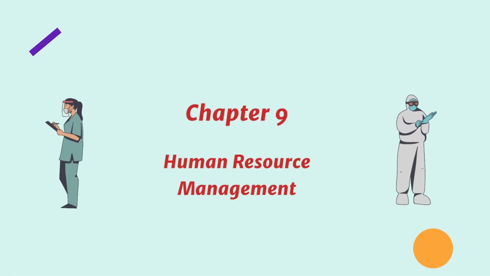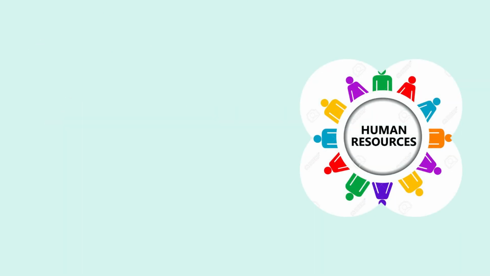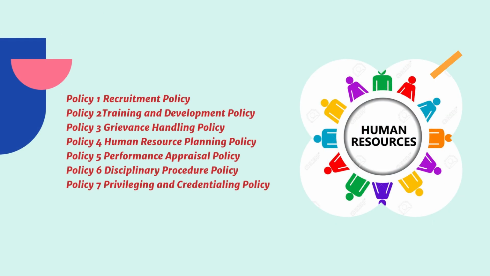Now comes chapter number 9, which is human resource management. So policies under this particular chapter are recruitment policy, as to how to recruit the staff in the hospital, any kind of staff. It can be managerial or clinical staff. Then policy 2 is training and development policy, as to how to train and develop the employees in the hospital. Policy 3 is grievance handling policy, how to handle the grievances, the problems of the staff. Human resource planning policy, as to how to plan the human resources, like what kind of staff are required in the hospital, how many are required.